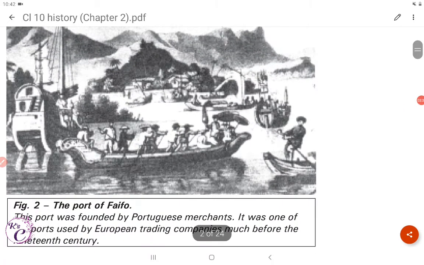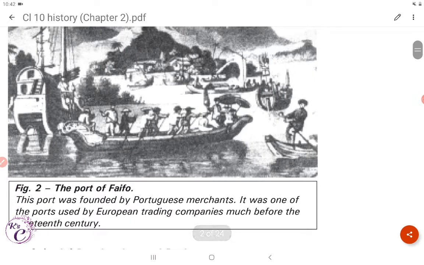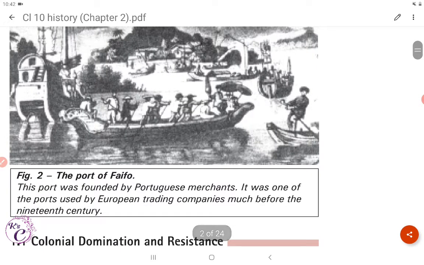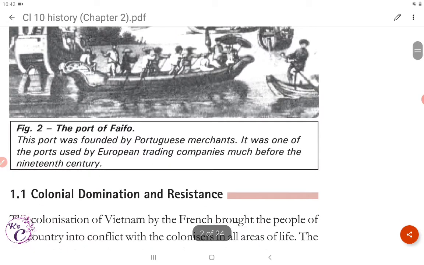Here's figure 2, the port of Hoi An. This port was founded by Portuguese merchants. It was one of the ports used by European trading companies much before the 19th century.